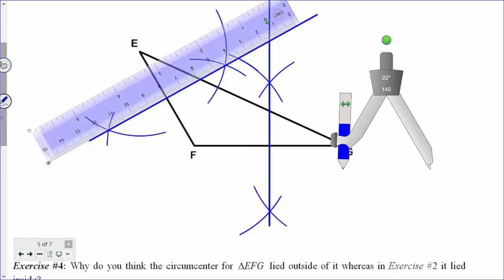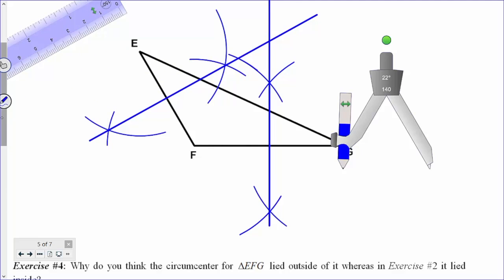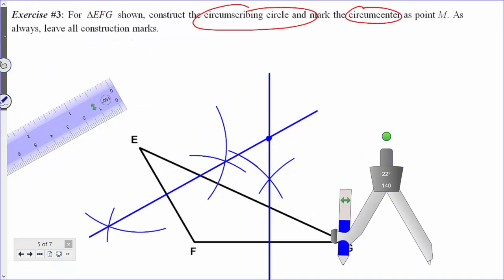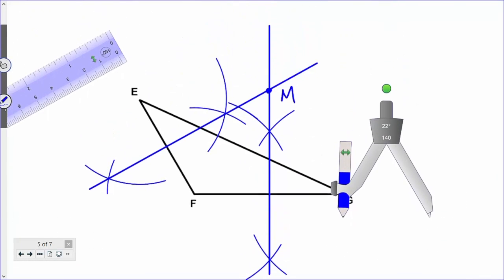Okay, that took a little while, but I've got the two perpendicular bisectors now, right? This, strangely enough, is the center of the circle. Did I say what to label it? Yep, as point M. Now I need to get that circle drawn.